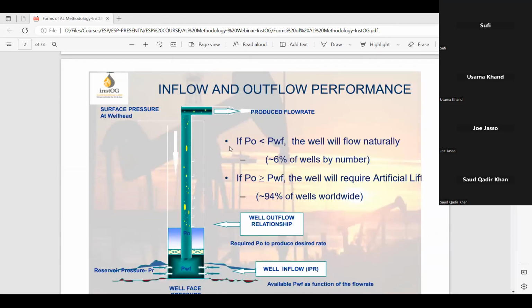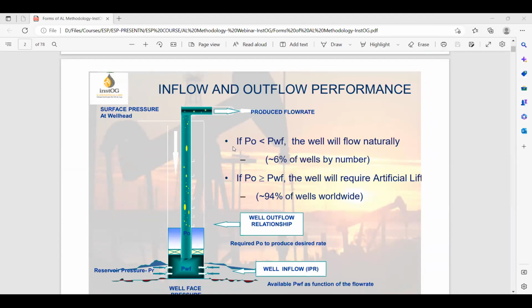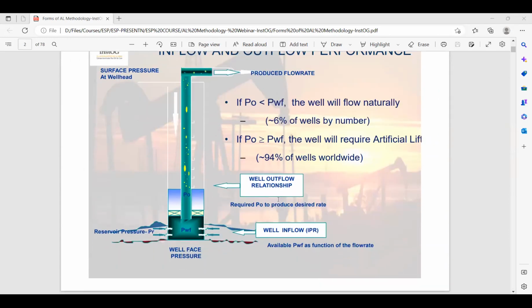First of all, what's the idea behind inflow and outflow performance? If your PO is less than PWF, the well will flow naturally. This is a common concept. Only 6% of the wells flow naturally, and if PO is greater than PWF, the well will require artificial lift. 94% of the wells worldwide are on artificial lift now.